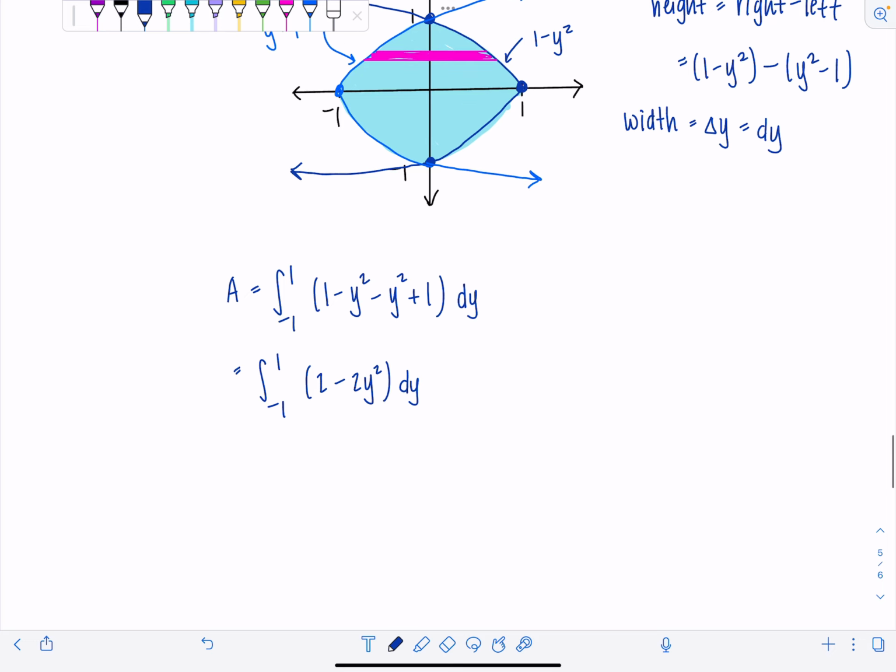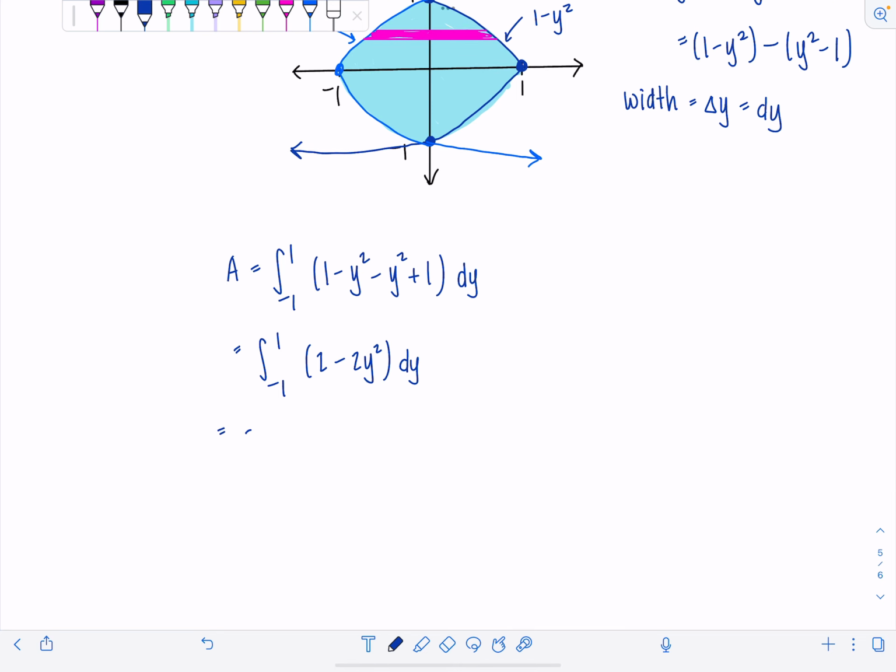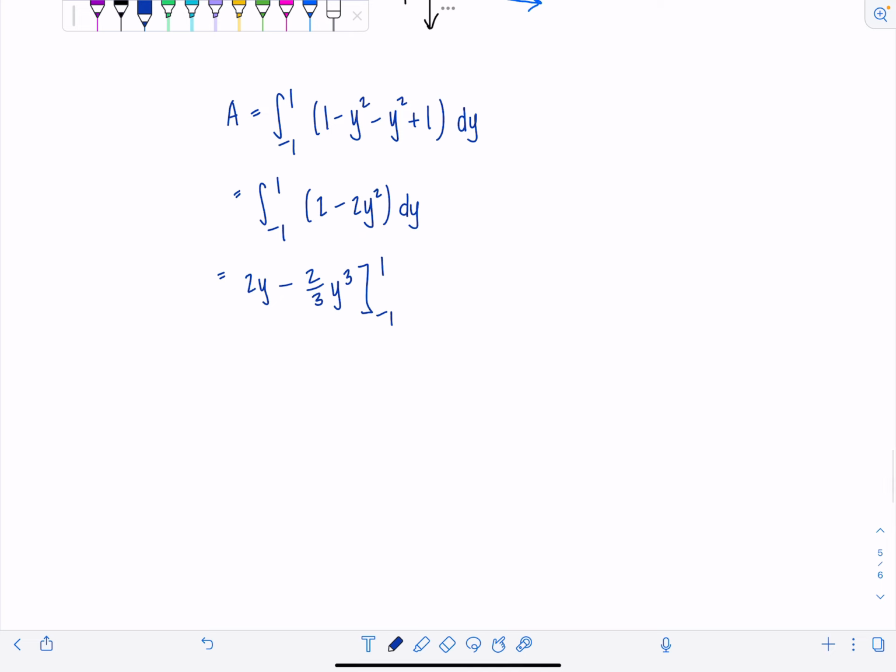Okay, good. Antiderivative of 2, 2y. Antiderivative of 2y squared, 2/3 y cubed. Good. From -1 to 1. And then let's substitute in the limits of integration. So we'll have 2 times 1 minus 2/3 minus, what's this going to be? -2 plus 2/3. So this is 4 minus 4/3. So that's 12/3 minus 4/3, which is 8/3.